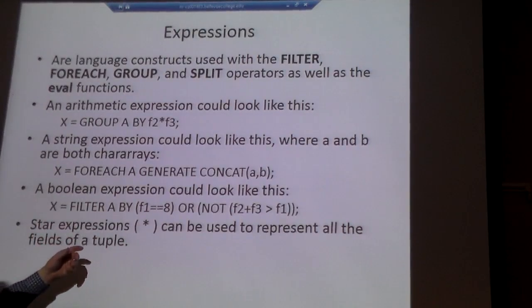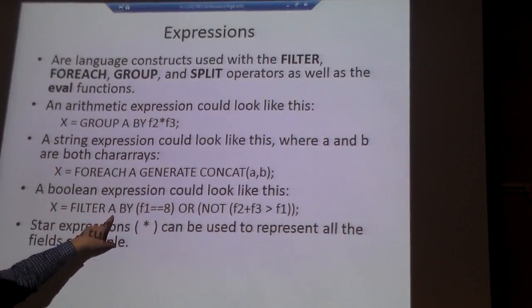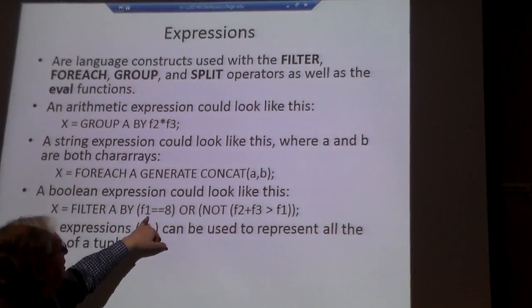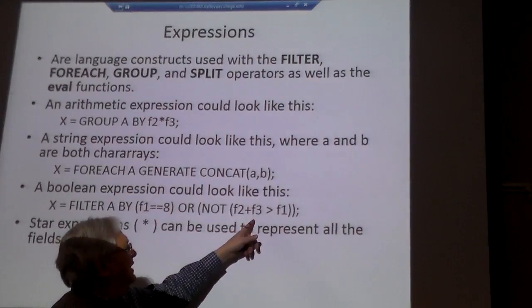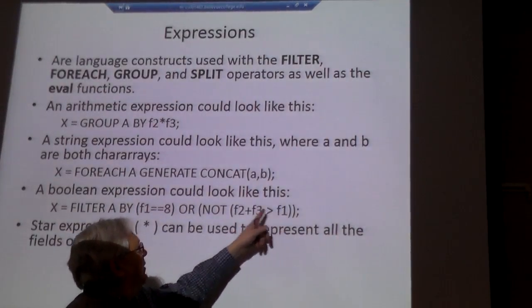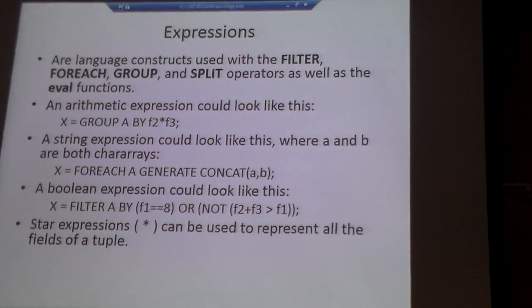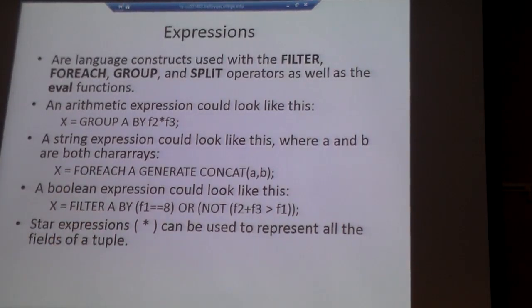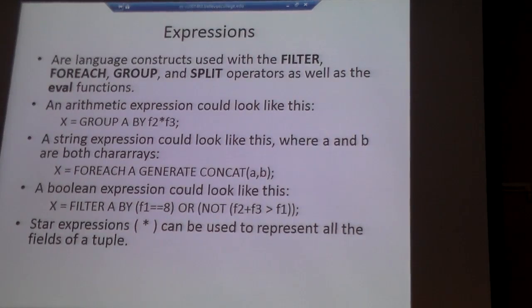And then here's a Boolean expression. Go through and filter A, which means X will have a subset of A, and do it where either something you've called F1 is equal to 8, or when F2 plus F3 is not greater than F1. That would just be a way of getting a subset of the data. And again, you have to think of these expressions as possible ways of doing what you're trying to do. And then a star can be used to represent all fields of a tuple.